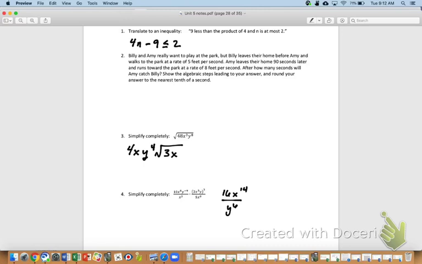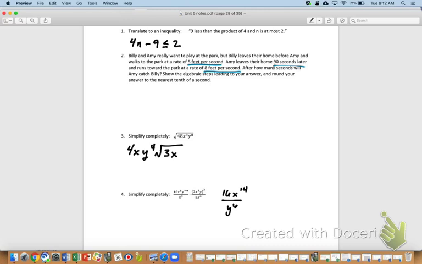Okay, so then let's take a look at number 2. This one says, Billy and Amy want to play at the park. Billy leaves their home before Amy and walks to the park at a rate of 5 feet per second. So obviously 5 feet per second would be an important thing to connect back to Billy's rate, Billy's speed. Amy leaves their home 90 seconds later, so Billy gets that head start, a 90-second head start to be exact. And she runs towards the park at a rate of 8 feet per second.